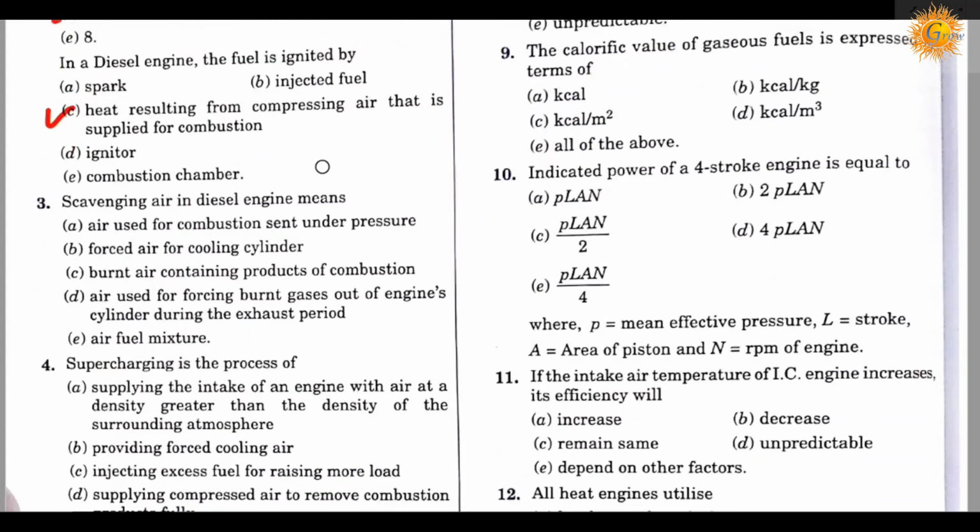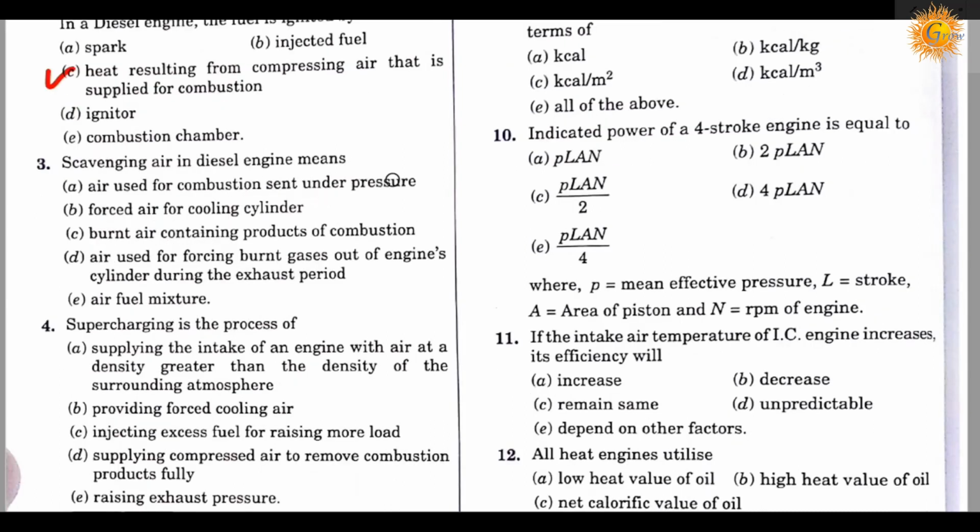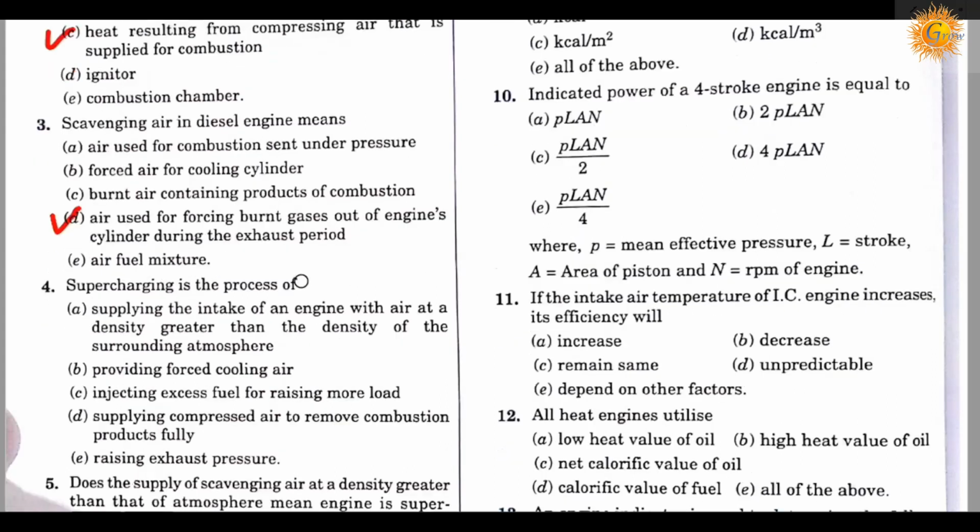Question number 3. Scavenging air in a diesel engine means option A air used for combustion sent under pressure, option B forced air for cooling cylinder, option C burnt air containing products of combustion, option D air used for forcing burnt gases out of engine's cylinder during the exhaust period, option E air fuel mixture. So correct answer is D, air used for forcing burnt gases out of engine's cylinder during the exhaust period.